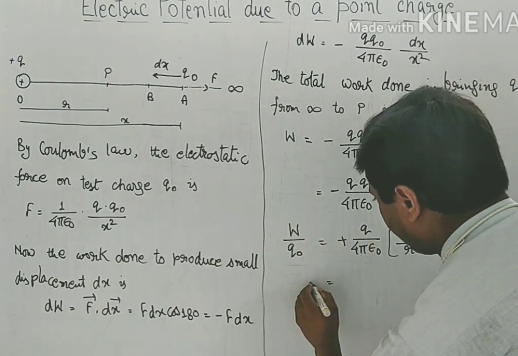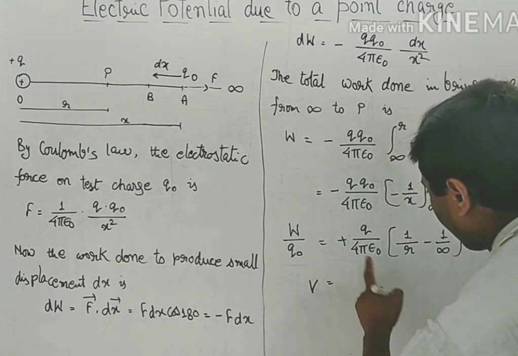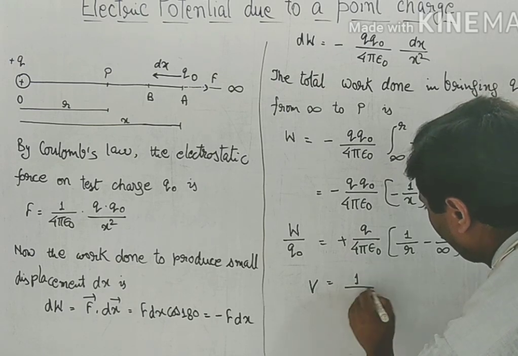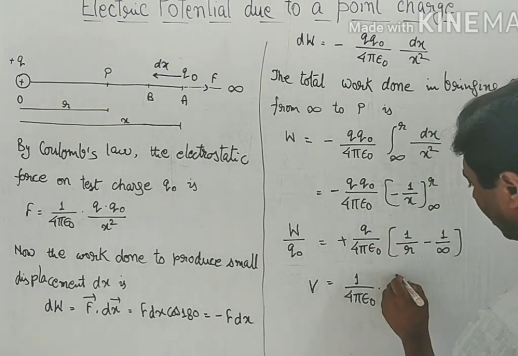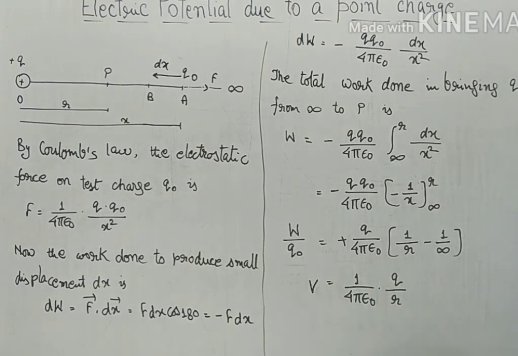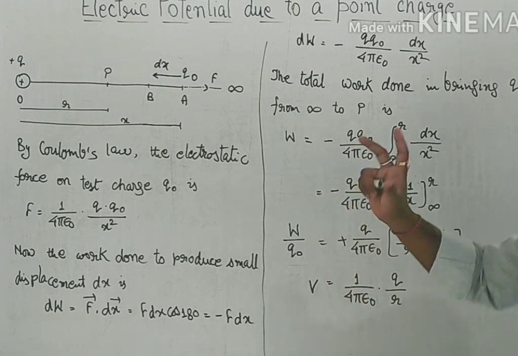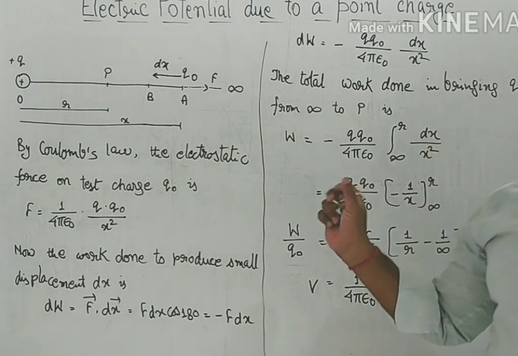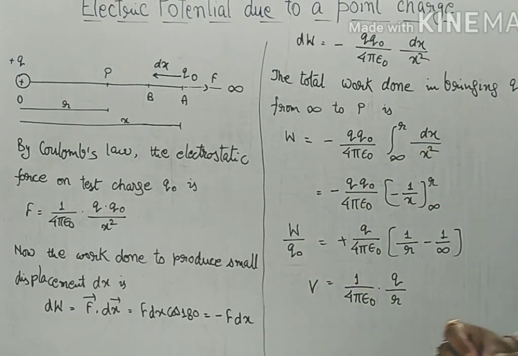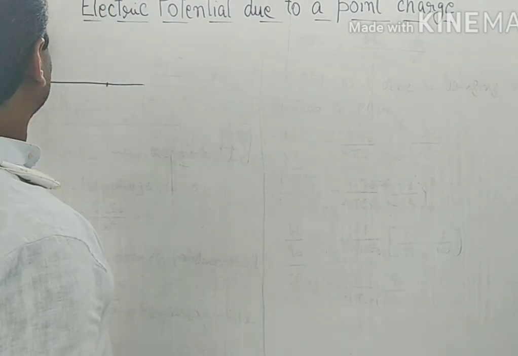So I'm just directly writing it as V, potential at P. So this is 1 upon 4 pi epsilon naught q by r. This is the required expression that we have. This is one way students you can go through, or there is an alternate method. The alternate way that we can proceed.